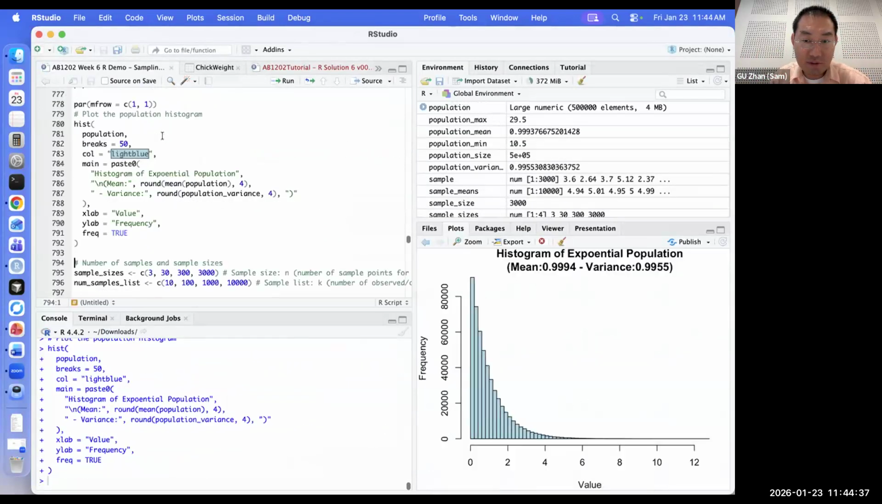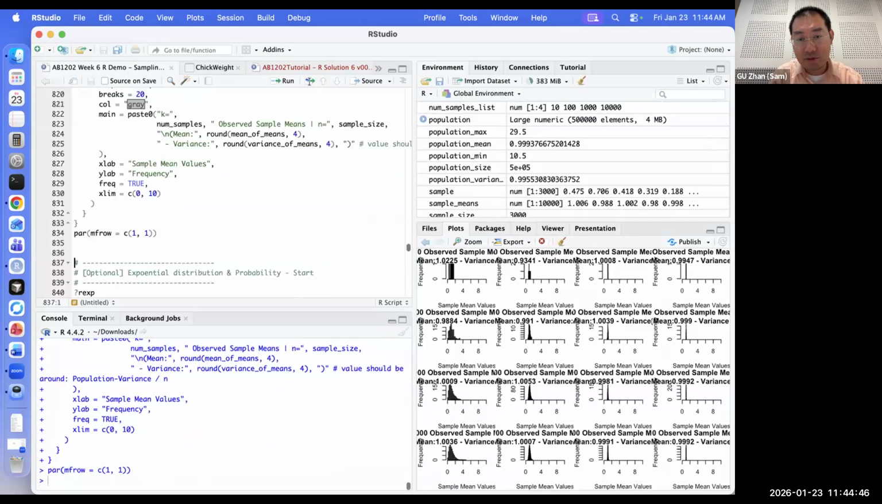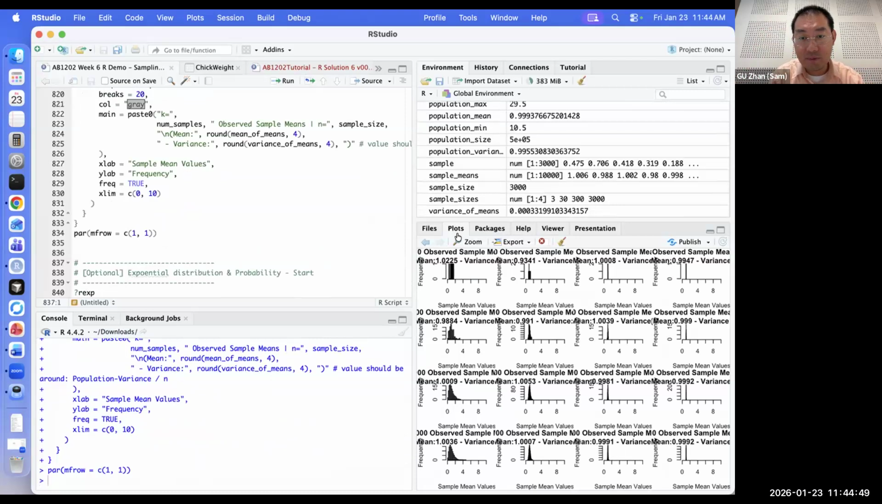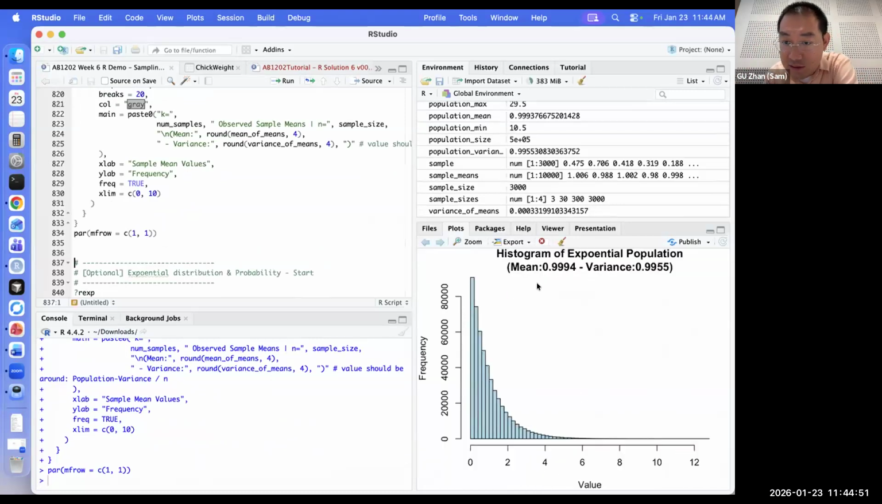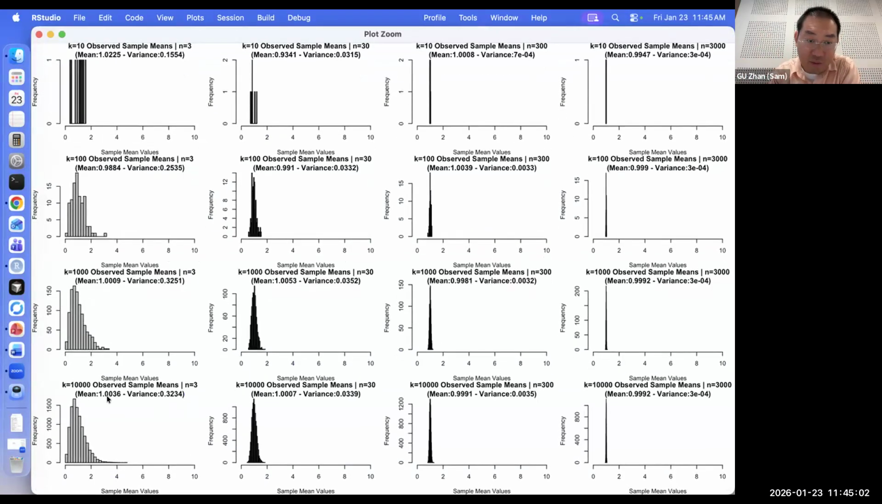Next is the exponential distribution. Again, I give you an exponential distribution. This is completely right skewed. What you can observe from the population is that the mean is 1 and the variance is also 1. For the sampling distribution, the mean value is 1 and the variance is 1 divided by 3, around 0.333. It is also right skewed.